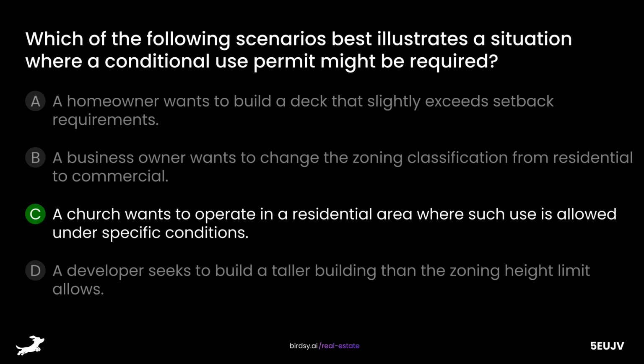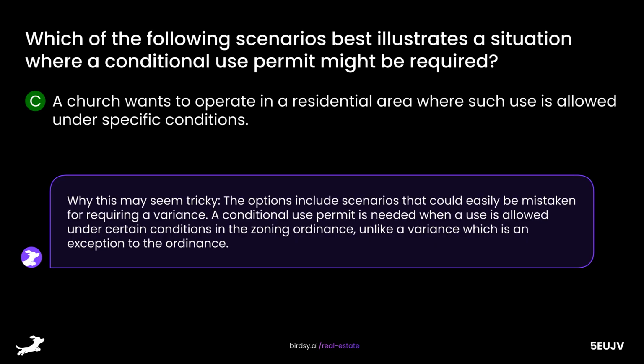The answer is C, a church wants to operate in a residential area where such use is allowed under specific conditions. Why this may seem tricky. The options include scenarios that could easily be mistaken for requiring a variance. A conditional use permit is needed when a use is allowed under certain conditions in the zoning ordinance, unlike a variance, which is an exception to the ordinance.